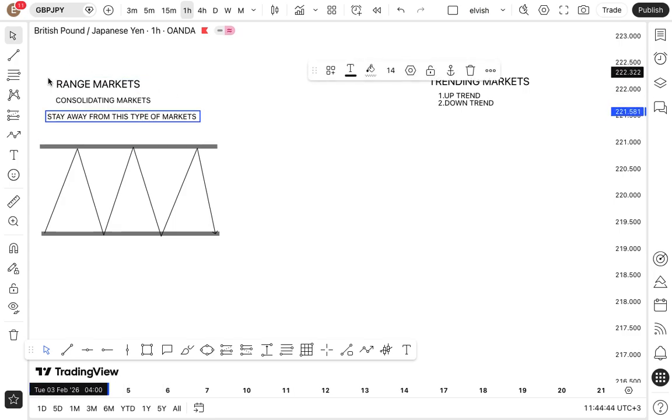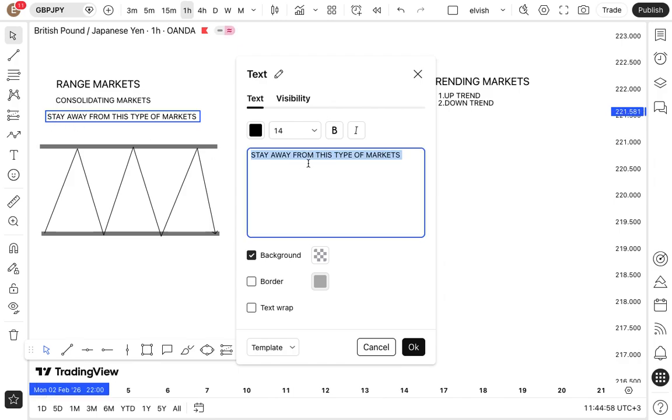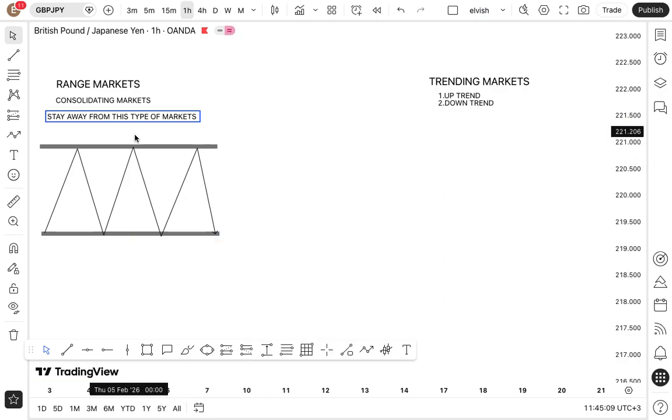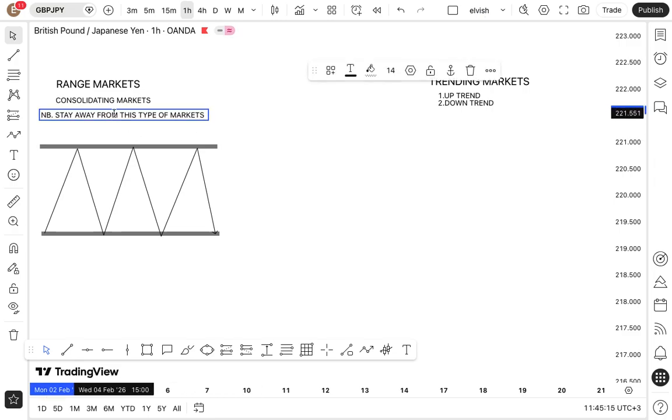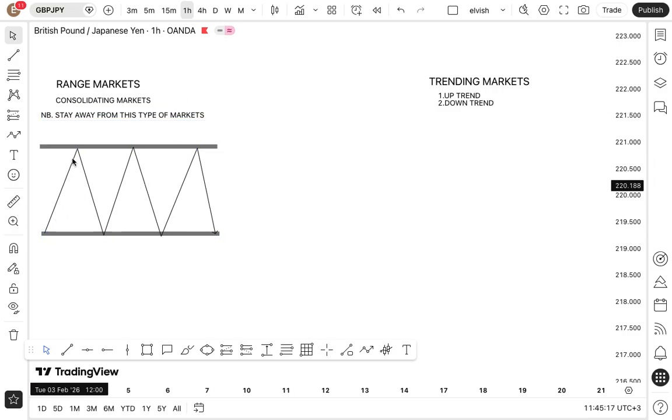I'm going to first explain everything in the ranging markets, and then we shall see more of the trending markets. Let me put an NB here: stay away from this type of markets unless you know how to trade it. But as beginners, we advise you to stay away from this type of markets. Whenever you see a scenario like this, just stay away from the markets, because this is really dangerous.